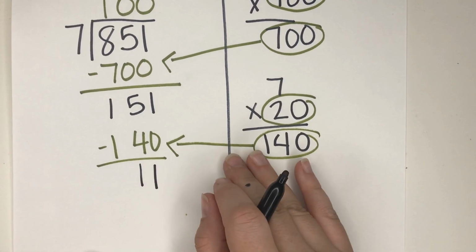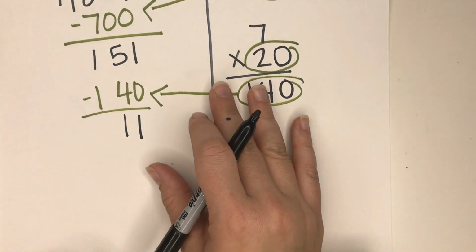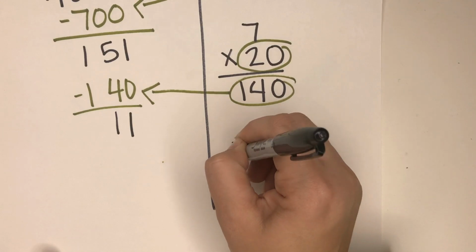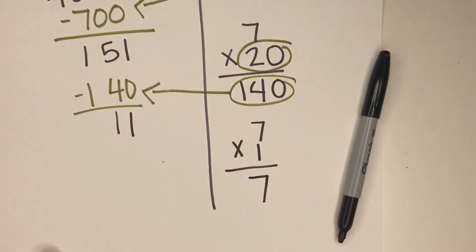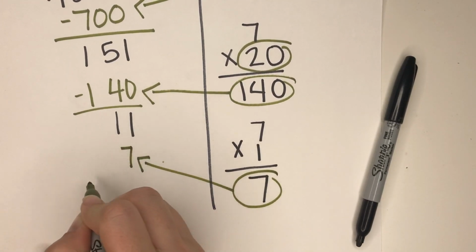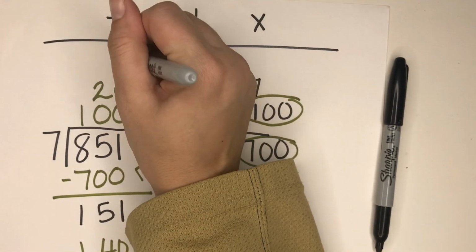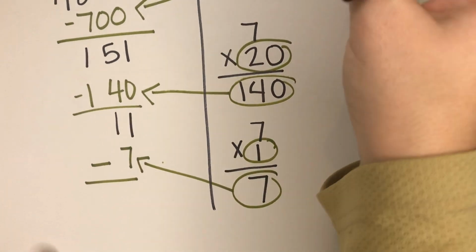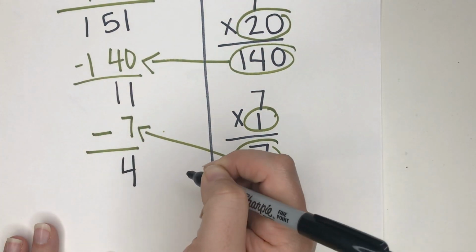I do not need to cover anything up because I know that 7 times 1 is going to get me something lower than 11. So I'm going to go back over here to my multiplication side. 7 times 1 is 7. Once again, because it is below the line, the 7 is going to go here into my subtraction problem. And my 1 slides up here into my quotient. So now let's go back down and do some subtraction. 11 minus 7 is 4.